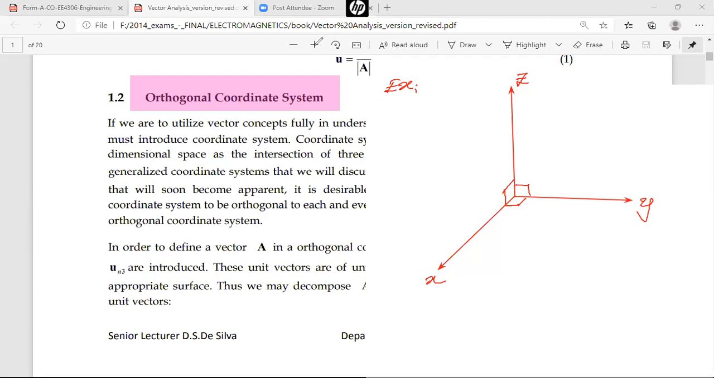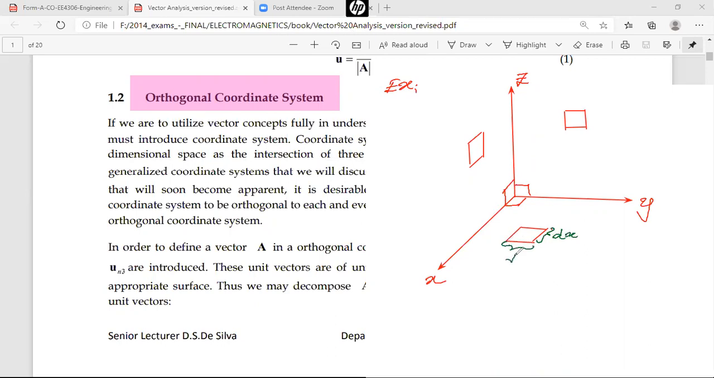As well as, you can find some differential surface area on this xy plane. You can find some differential surface area on the YZ plane. You can find the differential surface area on the XZ plane. As an example, you can write down this one, dx, the differential amount.